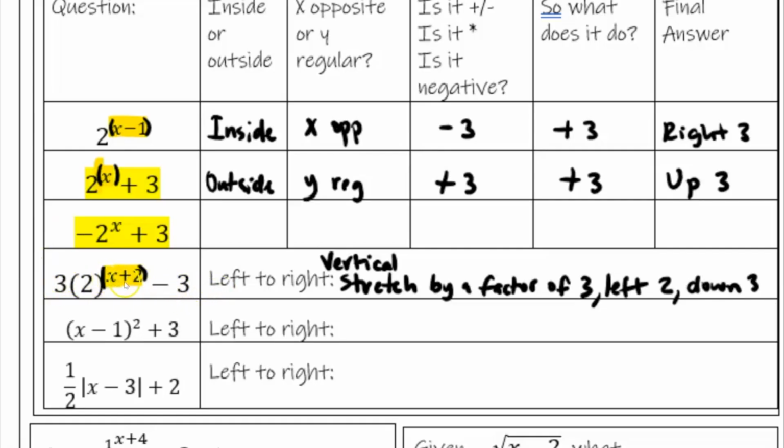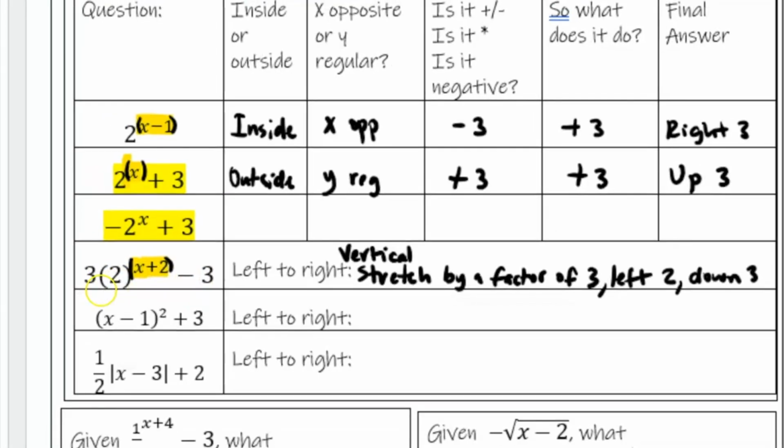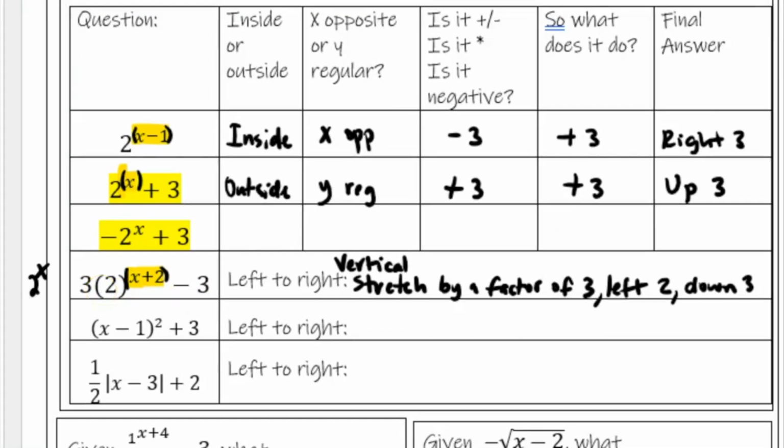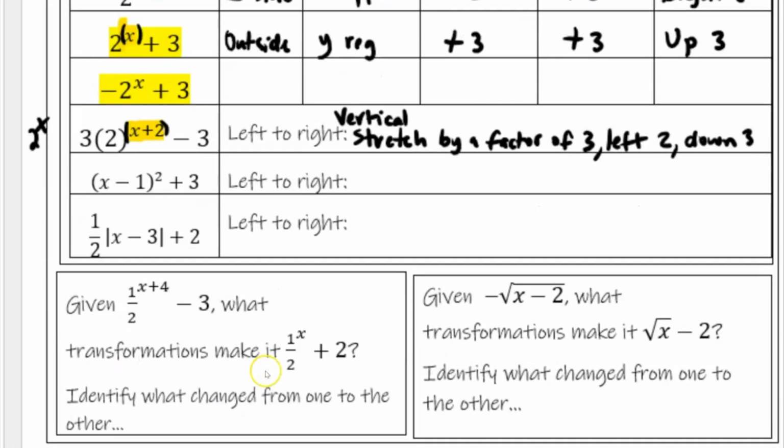And if I went ahead and typed this in Desmos one thing at a time, once I start with the parent function, in this case 2 to the x power, and did 3 by itself, I would see it would vertically stretch. Then if I added +2 on the x, I'd see it would move to the left 2. And then if I added -3, I would see it would go down 3. So go ahead and do these from the left to the right, these two.